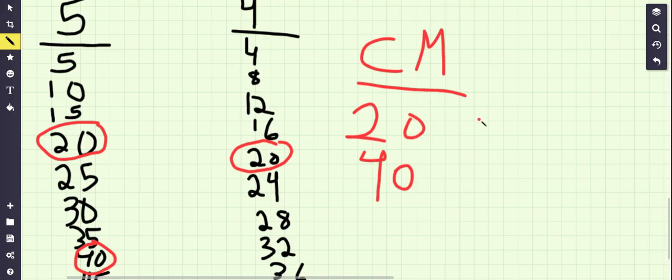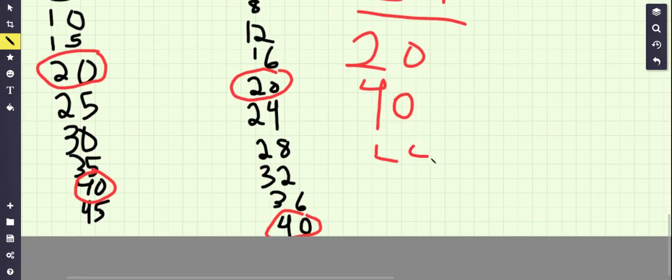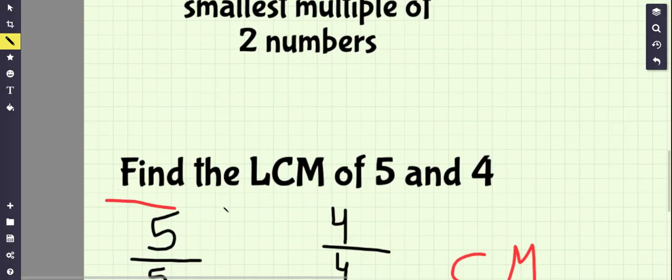The greatest common factor and the least common multiple are different, because the greatest common factor involves something bigger, but the least common multiple has to involve something that's smaller. In this case, the smallest number is 20. This means the LCM will be 20. Great. Now we found the LCM, no problem.